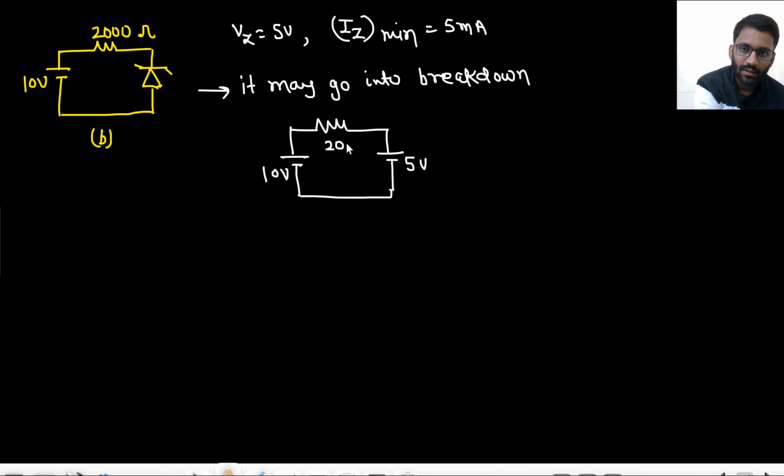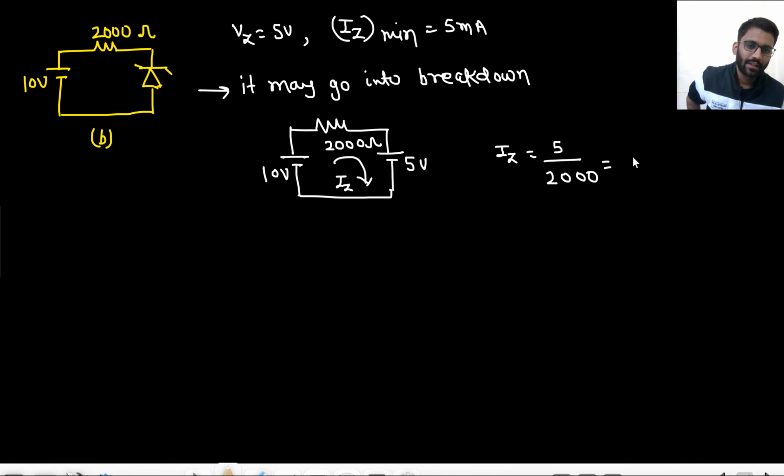So yeah, it feels like it is in breakdown region, but tell me, what is the current here? Iz is (10 minus 5) by 2000, 5 by 2000. That means 2.5 milliampere, which is lesser than Iz minimum, right? So is it going into breakdown?